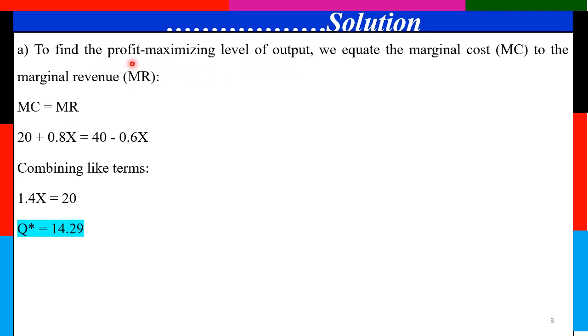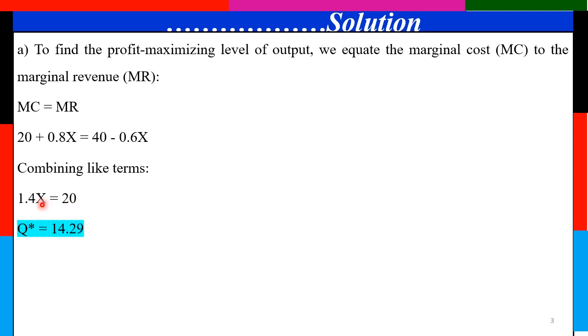The output at the market equilibrium. Equate marginal cost and marginal revenue. Then collect the like terms: variable on one side, number on the other side. Therefore 0.8 plus 0.6 means 1.4x. This is 40. 40 minus 20 means it is 20.